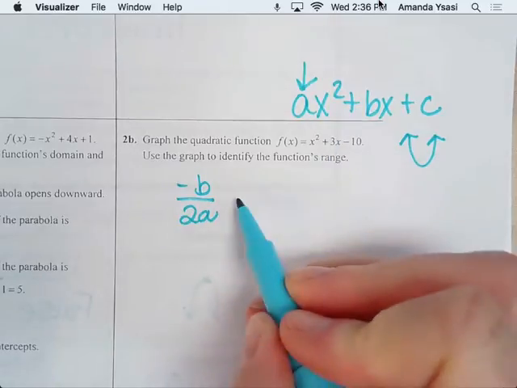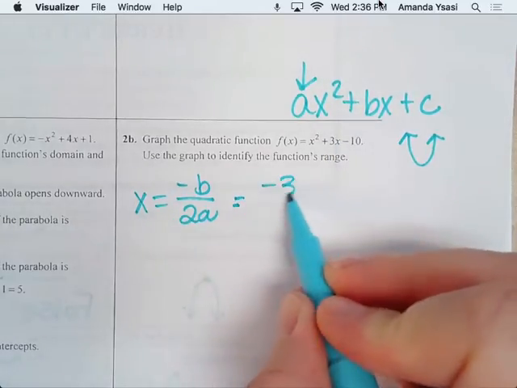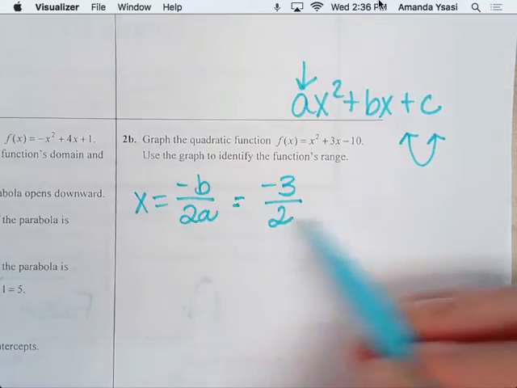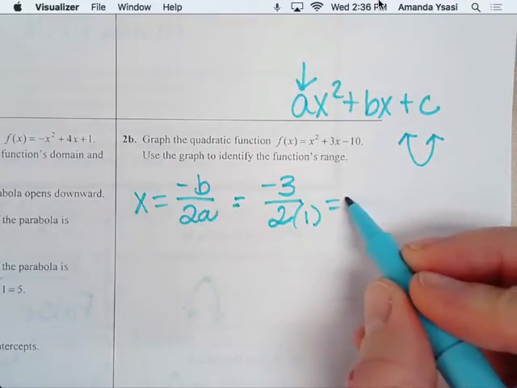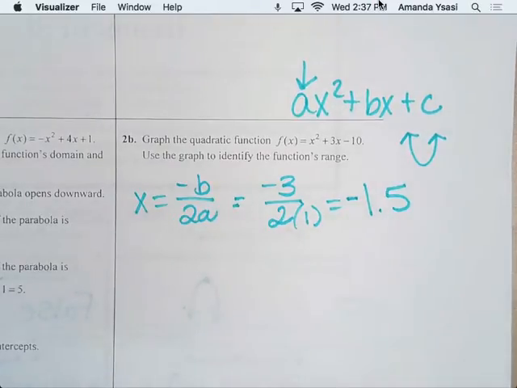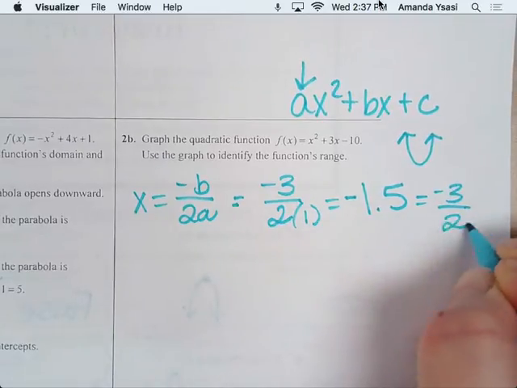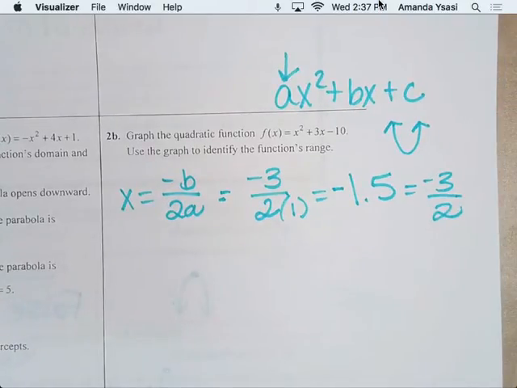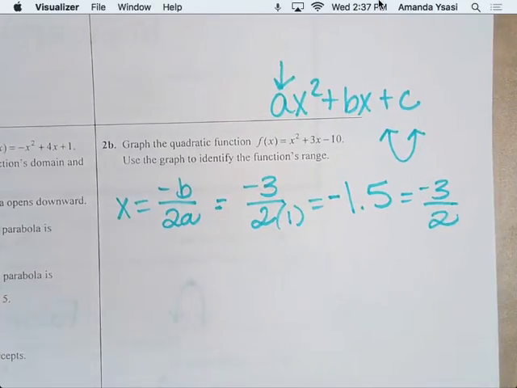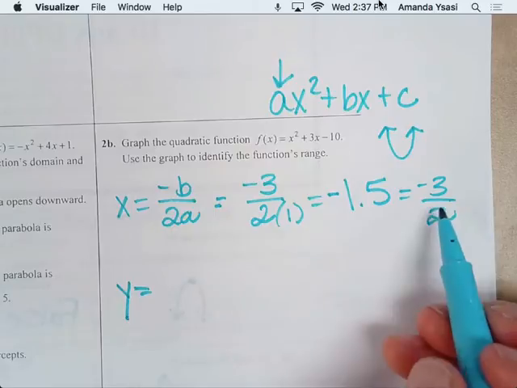So that would be x equals negative 3 over 2 times a. So 2 times 1, which just equals negative 3/2, or negative 1.5. We can write it either way. So this is for the x coordinate of the vertex. So to find the y coordinate, we would plug in the x value.